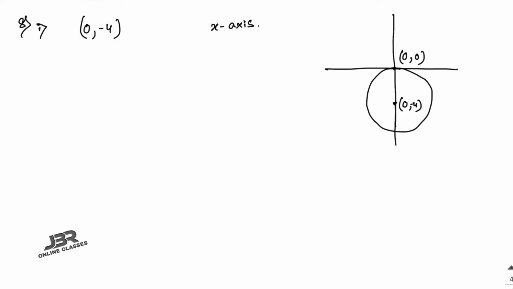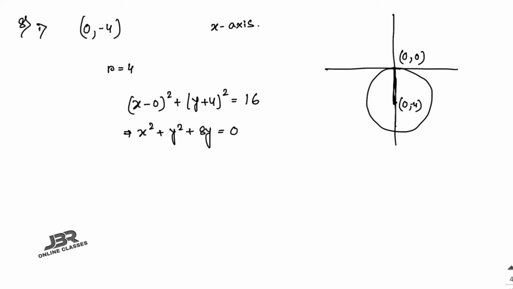So you can easily find the radius, and in that case the radius equals root over 0 and 4 square, that is 16. So root over 16 means 4. That will be the radius. So r equal to 4. If r equal to 4, now you can easily find the equation: (x minus 0) whole square plus (y plus 4) whole square equal to 4 square, that means 16. So x square plus y square plus 8y, and 16 cancels out, so that equals 0. So x square plus y square plus 8y equal to 0 is your answer.